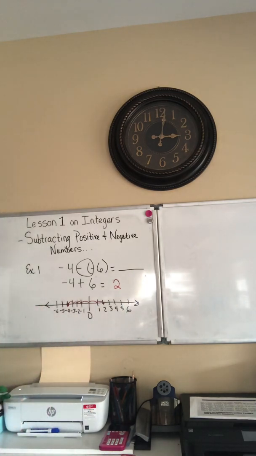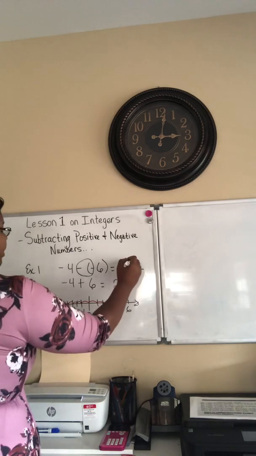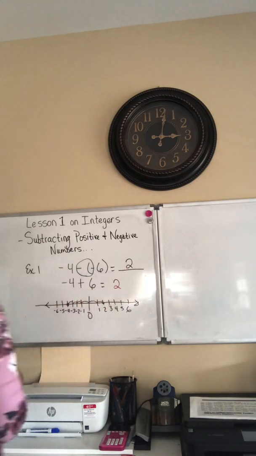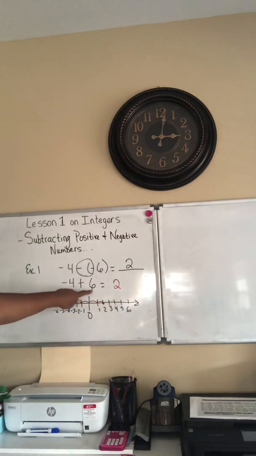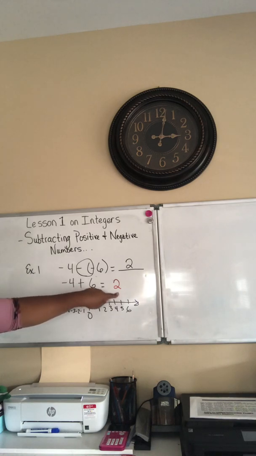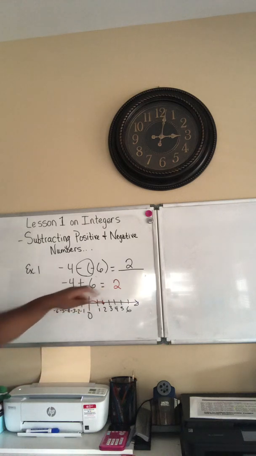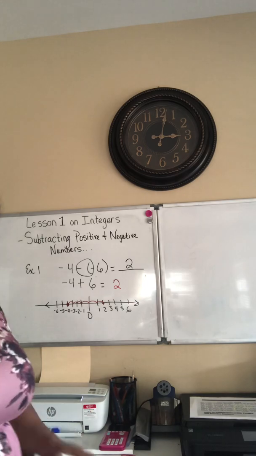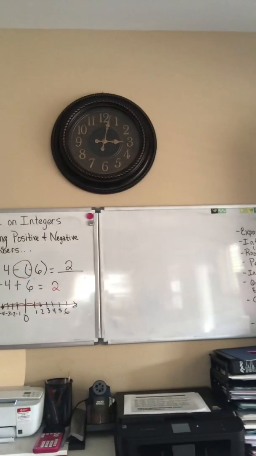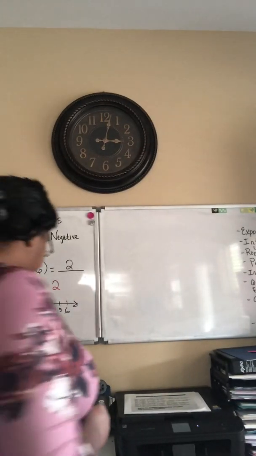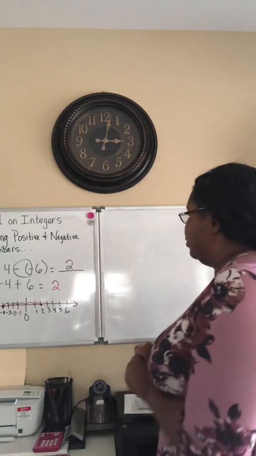Now what you will notice here is this is similar to something we learned when we were doing addition. What do we do with this? We take these two numbers, we subtract them, and take the sign of the bigger number. So we have 6 minus 4, which gave us 2. What was the sign of the bigger number? Positive. So the sign of our answer is going to be positive.